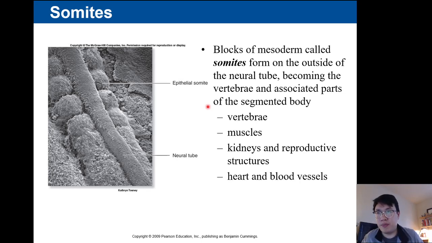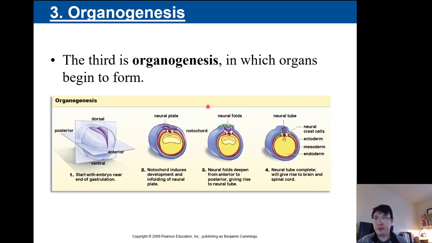That's just extra information. So now going back, the somites become the vertebrae and associated parts of the segmented body: the vertebrae, the muscle, kidney, reproductive structure, heart, and blood vessel. Again, we need these somites to protect all of that.